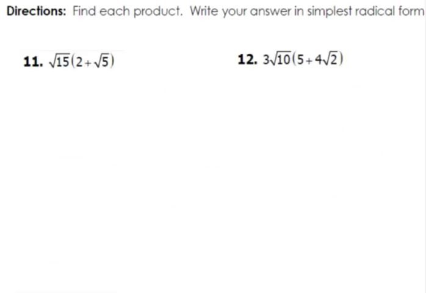Find each product, write your answer in simplest radical form. So this one's just like the first example we did. We're going to take square root of 15 and multiply to whatever's inside. So square root of 15 times 2 is 2 square roots of 15. Square root of 15 times the square root of 5. So now I have to take 15 times 5, and we're going to get 75.